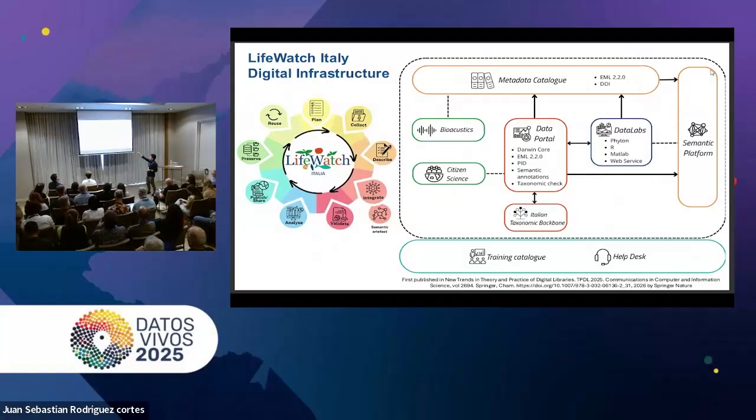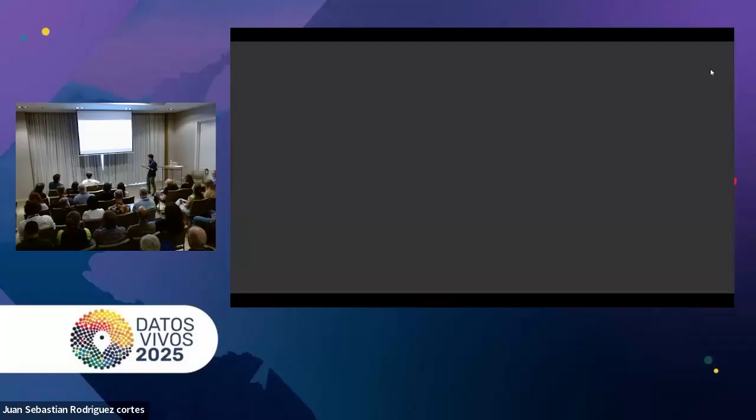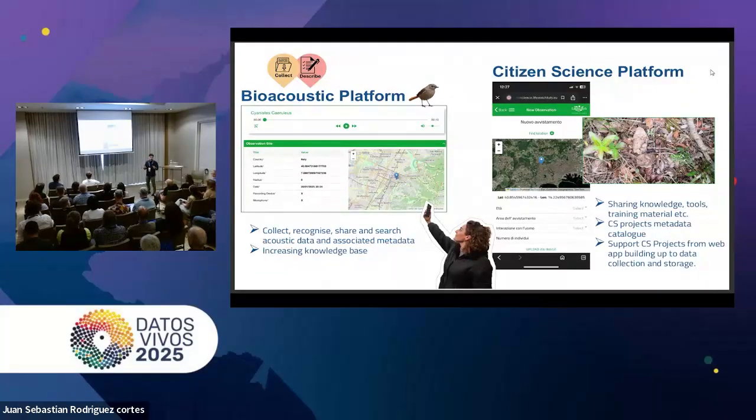So as you can see here, some of these platforms are already connected. So that means that, for instance, if you deposit something on the data portal, then it can be automatically retrieved by Data Labs, so you can use it for doing data analysis, or the metadata are directly dropped in the metadata catalog. But now the idea is to go briefly through each of these, so to show the main features of this platform.